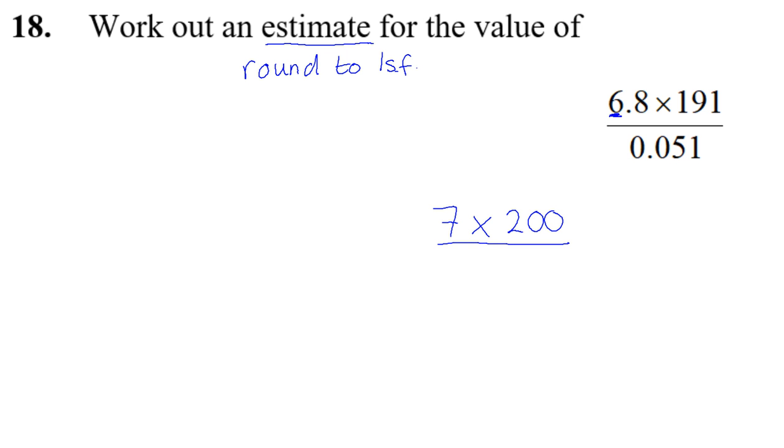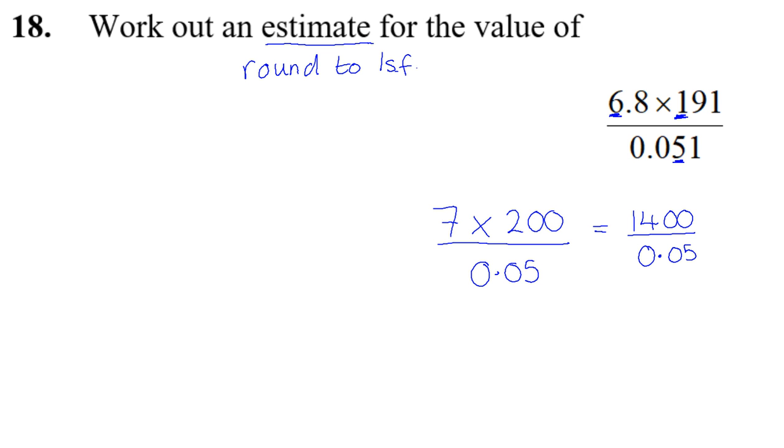I'm going to round it to one significant figure. So that's the first significant figure on the 6.8, and on the denominator, there's the first significant figure there. So that's going to be 0.05. Okay, so that's the calculation that we need to work out. Now, 7 times 200 is 1,400, and we need to divide that by 0.05.